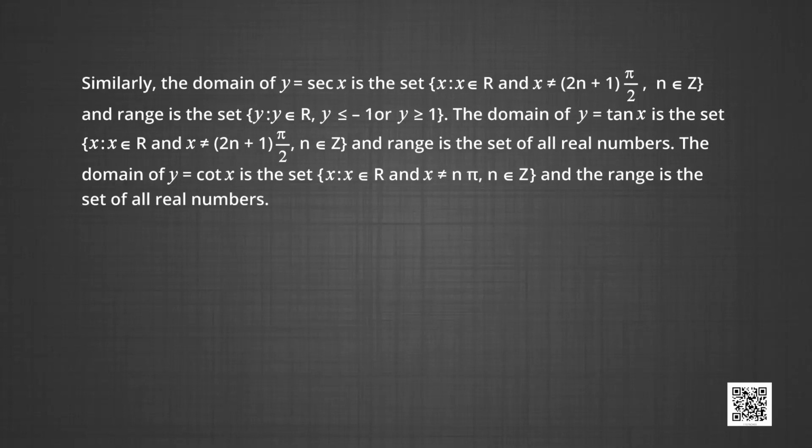The domain of y = tan x is the set of x such that x belongs to R and x is not equal to (2n plus 1) pi by 2, n belonging to integers, and the range is the set of all real numbers. The domain of y = cot x is the set of x such that x belongs to R and x should not be equal to n pi where n belongs to Z, and the range is the set of all real numbers.